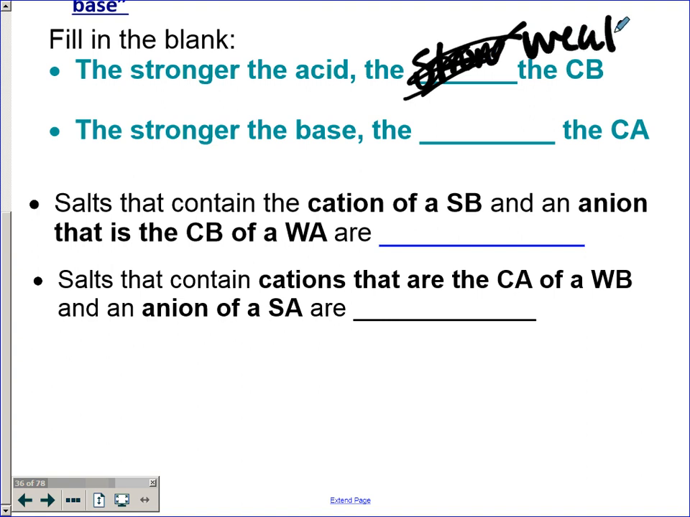The weaker the conjugate base, and then the stronger the base, the weaker the conjugate acid, right? And so anytime you're having a strong substance forming a weak substance, that weak substance is not going to revert back to reform any of the original reactants. And then now dealing with the salt aspect versus the acid or base aspect.